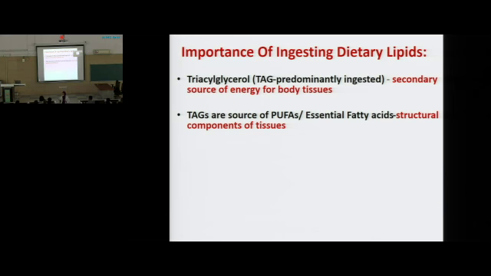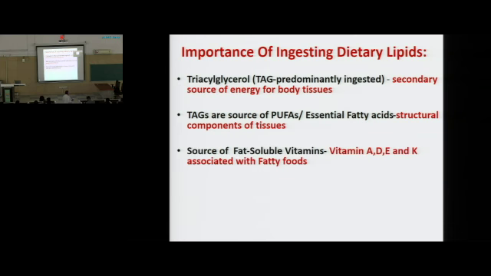Is SFA produced by the body? Yes, saturated fatty acid can be produced. Can PUFA be produced by the body? No. So we should eat PUFA in lipid to get this. Because these are not produced, here is a very important thing: why we eat lipid is to get the PUFA.